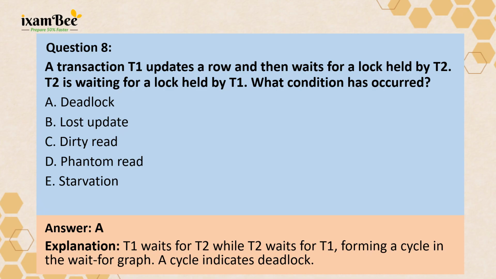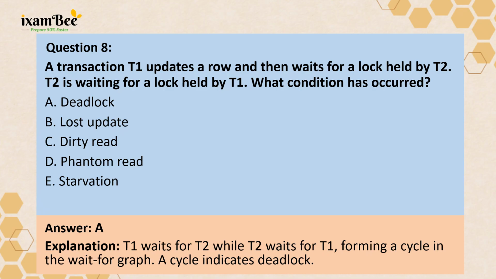Picture the wait-for graph here. T1 is waiting on a lock held by T2, and at the same time T2 is waiting on a lock held by T1. Draw that out and you get a cycle. T1 points to T2 and T2 points right back to T1.